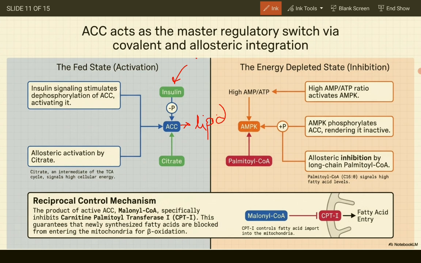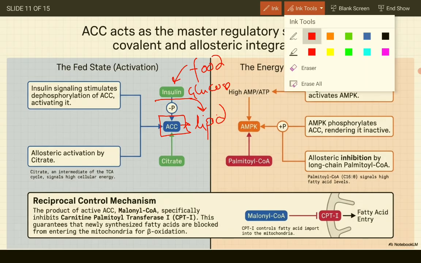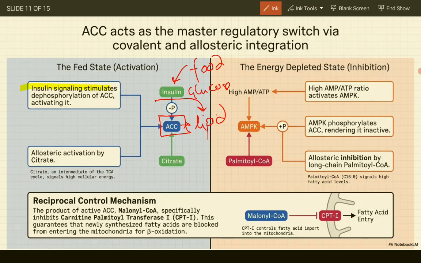So when you have taken in food and there is a lot of glucose, that glucose needs to be converted to lipid, so ACC is activated through insulin. Insulin signaling stimulates dephosphorylation of ACC, activating it. Citrate is another molecule. Citrate is an intermediate of the TCA cycle, signals high energy. So this citrate allosterically activates ACC.